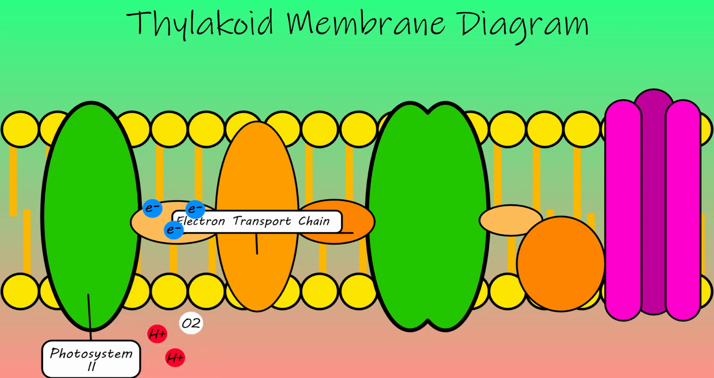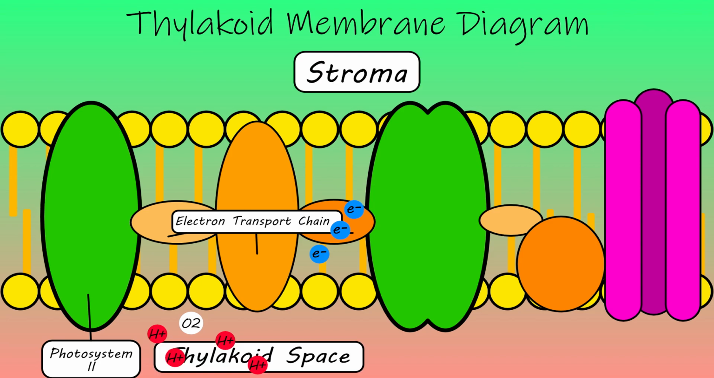We return to our excited electrons, which continue moving down the electron transport chain. As they move down the chain, their energy is used to pump hydrogen ions, protons, across the membrane into the thylakoid space. This results in a higher concentration of hydrogen ions in the thylakoid space and lower concentration in the stroma. The only place the hydrogen ions can escape is through a protein called ATP synthase.